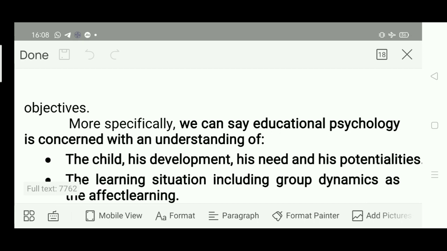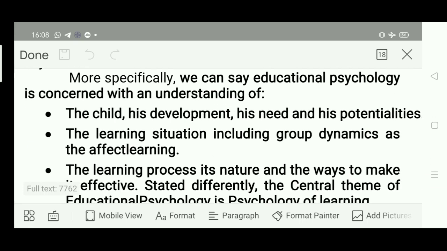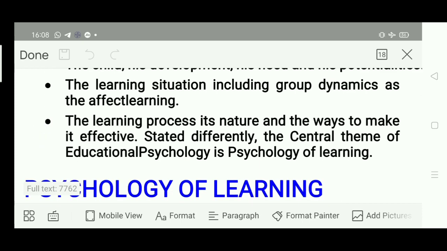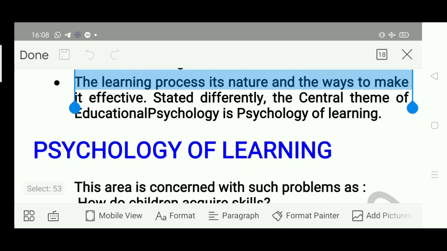More especially, we can say educational psychology is a concern with an understanding of the child, his development, his needs and his potentialities. The learning situation, including group dynamics as it affects learning, means we have to study those areas where the person is affecting the learning process, its nature and the way to make it effective. What is the learning process, what are the ways by which it goes on, and how can we affect it? Stated differently, the central theme of educational psychology is a psychology of learning.